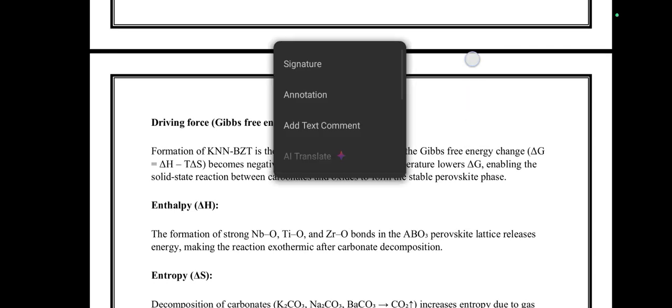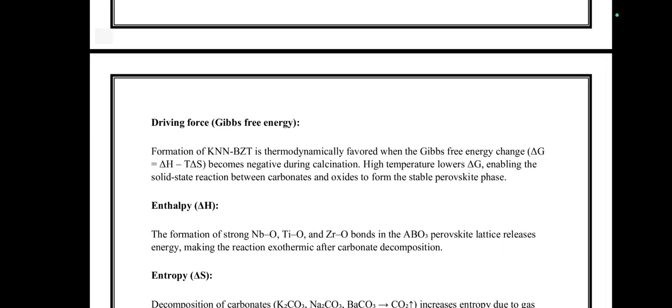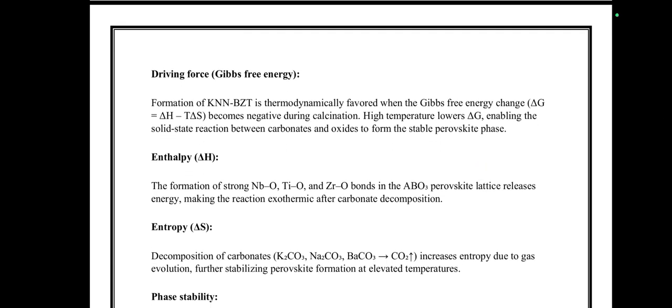Driving force gives free energy. Formation of KNNBCT is thermodynamically favored when the Gibbs free energy change becomes negative during calcination. High temperature lowers Gibbs free energy, enabling the solid state reaction between carbonates and oxides to form the stable perovskite phase. Enthalpy: the formation of strong niobium oxide, titanium oxide, and zirconium oxide bonds in the ABO3 perovskite lattice releases energy, making the reaction exothermic after carbonate decomposition.